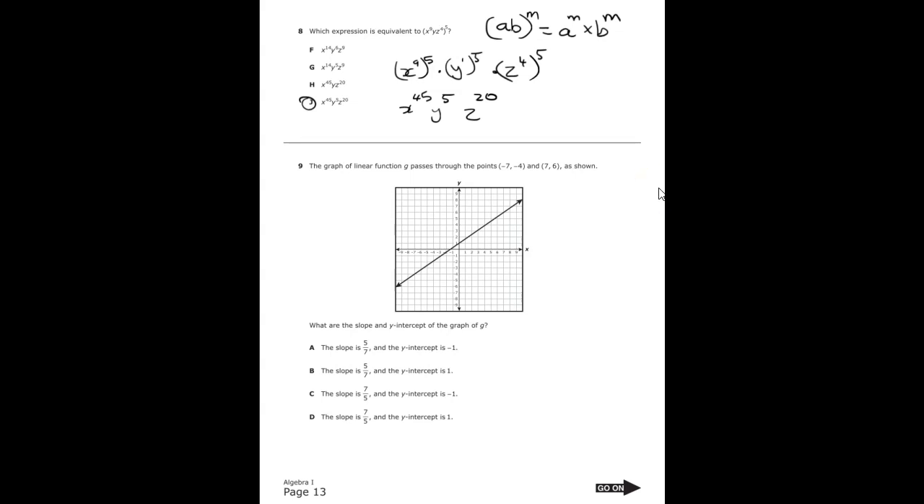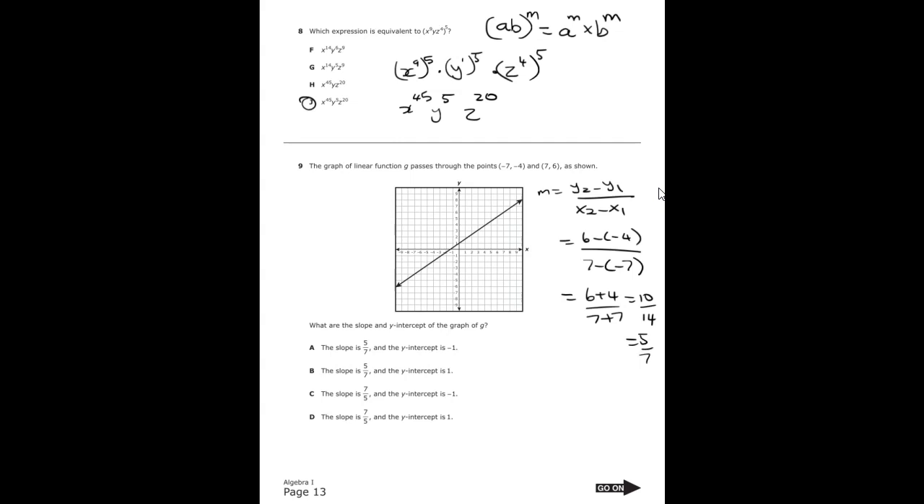So slope is going to be y2 minus y1 over x2 minus x1. So this is going to be 6 minus -4 divided by 7 minus -7. So this is going to be 6 plus 4 over 7 plus 7. This is 10 over 14. And if you reduce this, you're going to get 5 over 7.